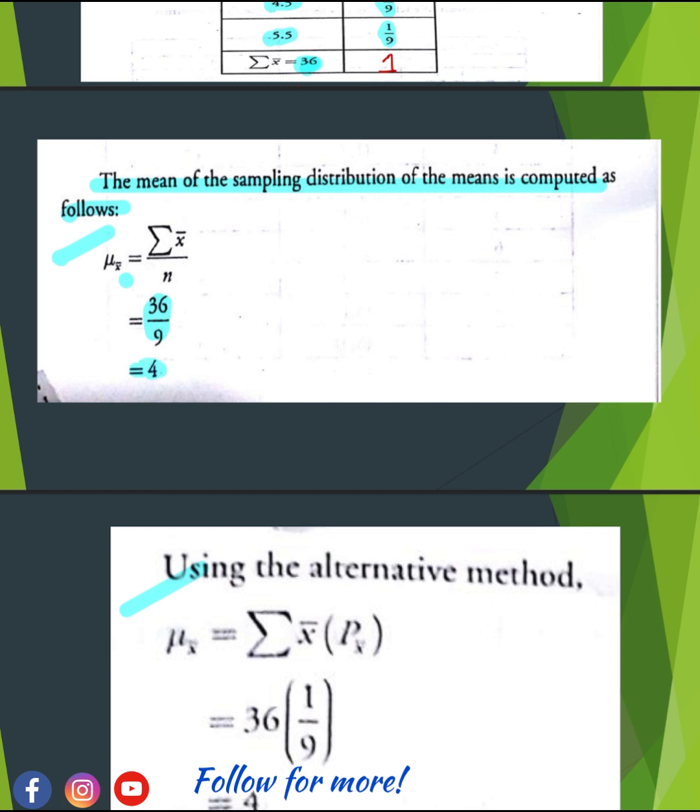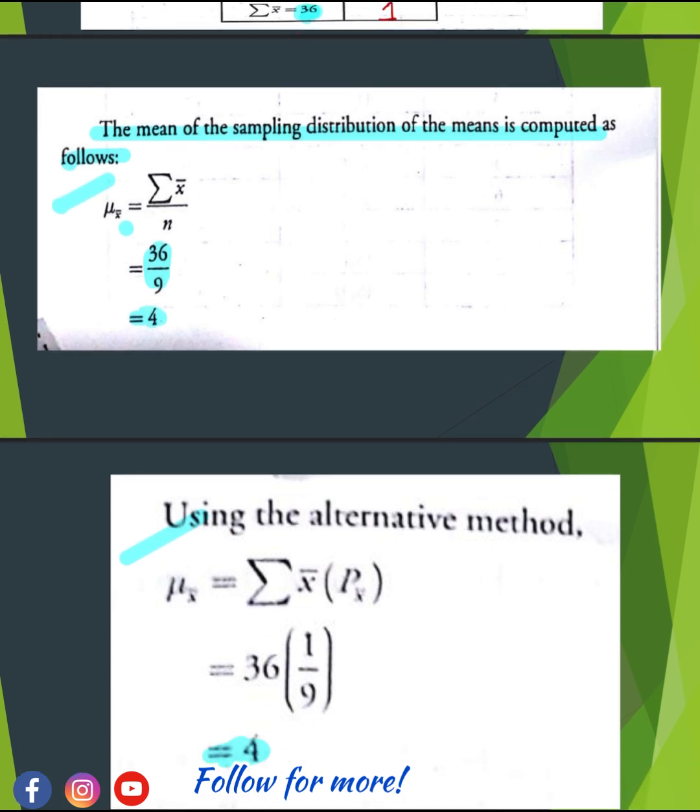For the alternative method, it's the same, right? The summation of the sample mean times the probability of x. The summation of the sample mean is 36, and the probability of x is 1 over 9. The product is also equal to 4. So, it's the same, guys. It's up to you to use the alternative or the general one. Okay, now, next.